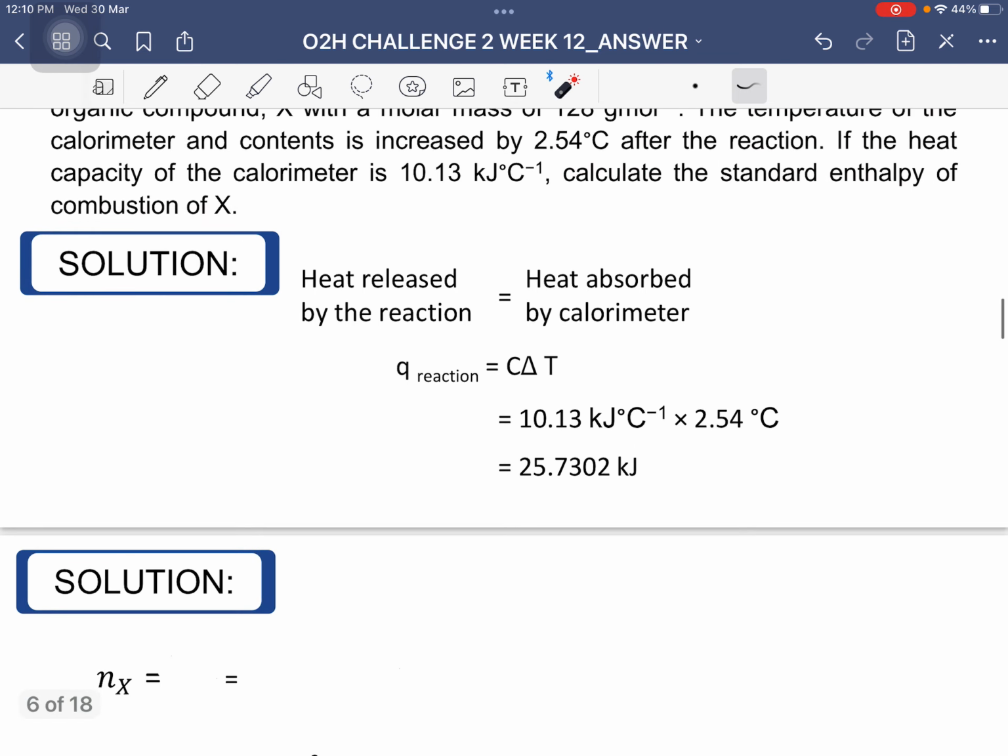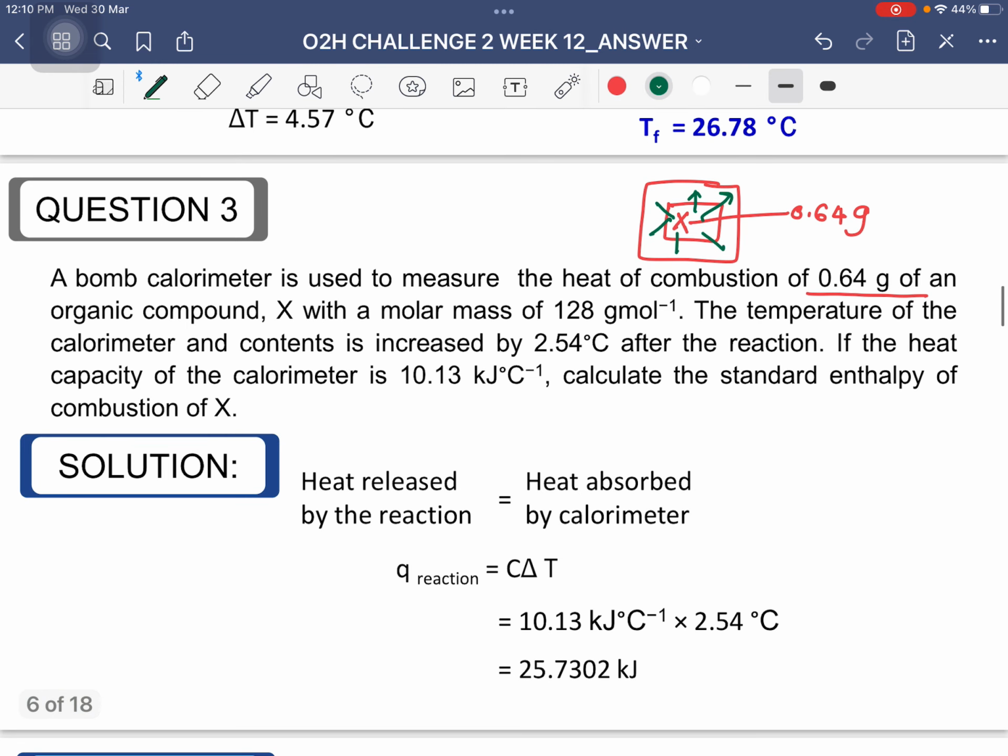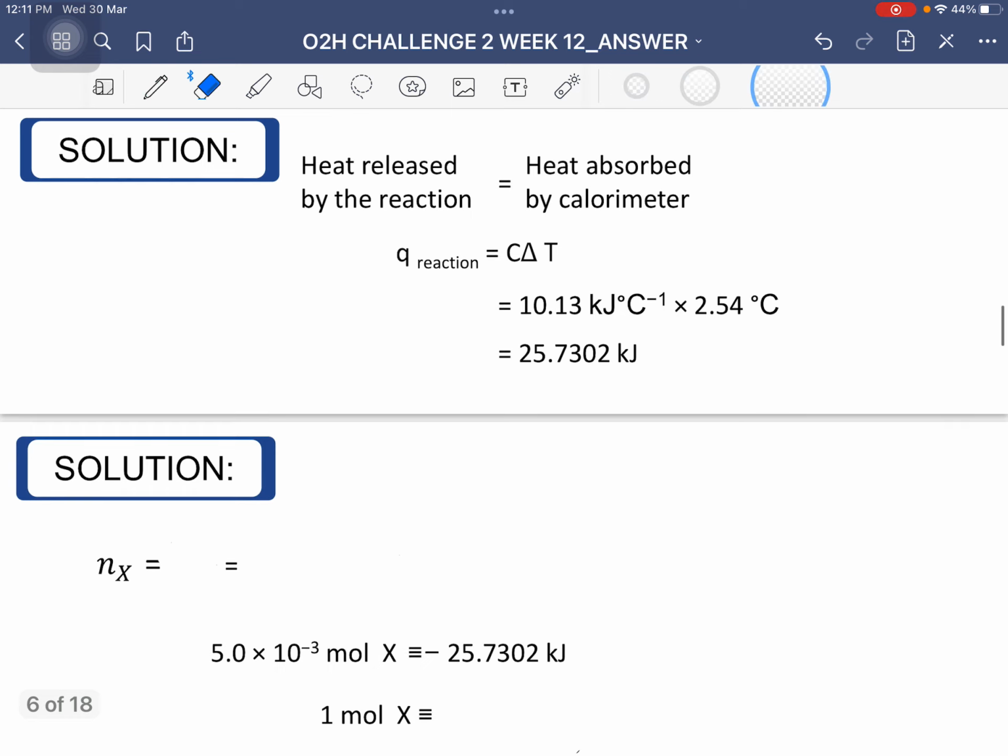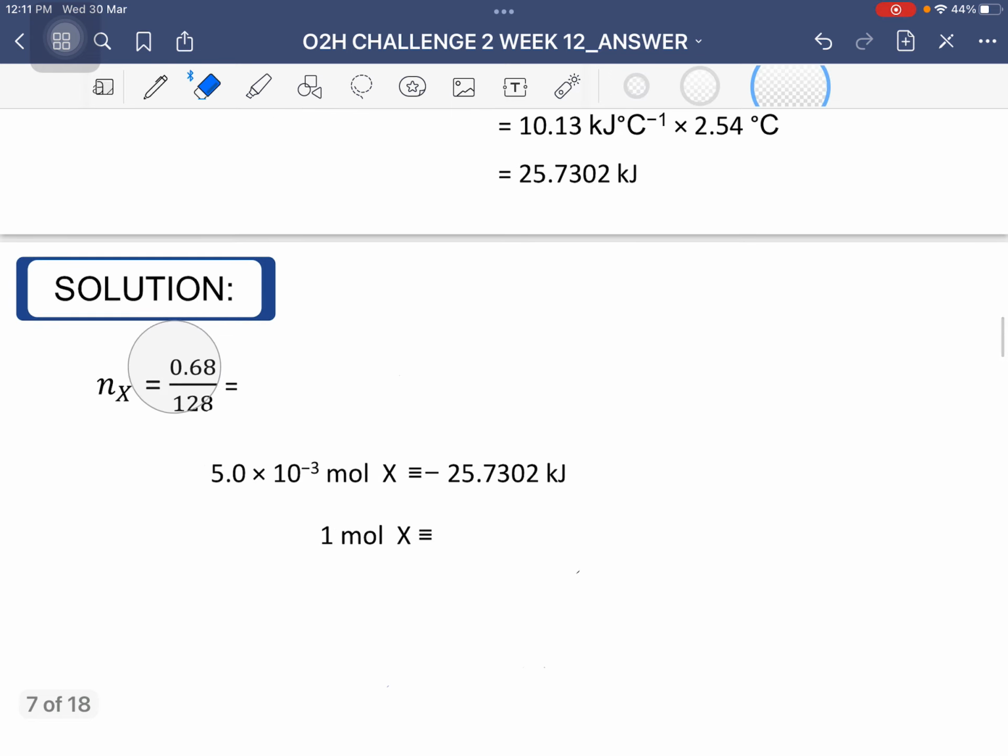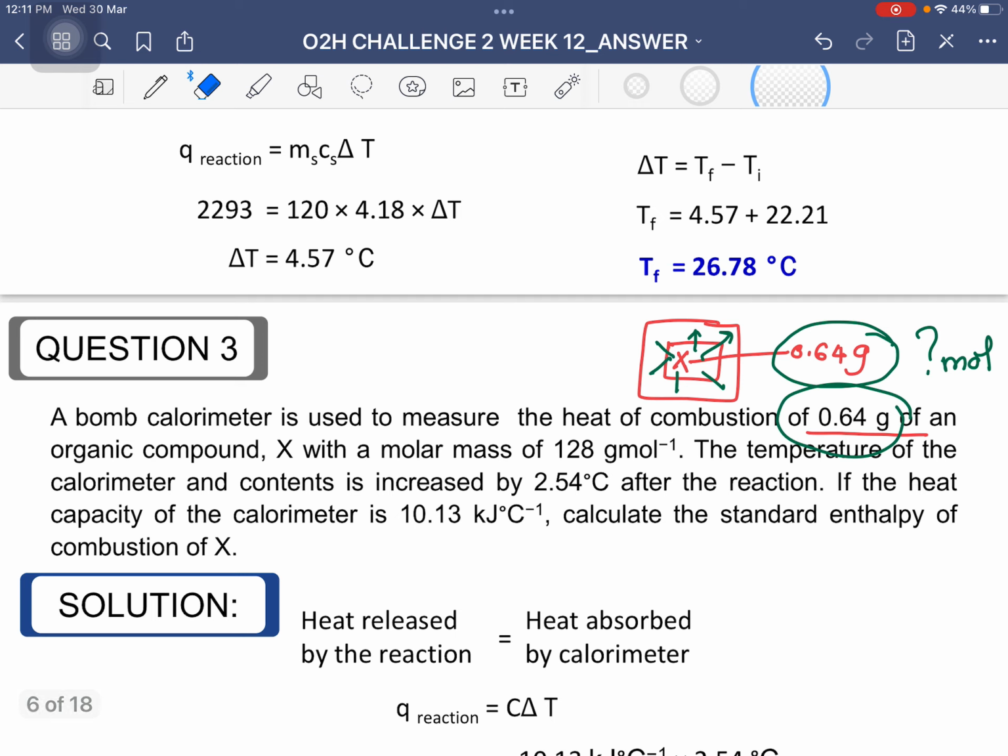Tapi sekarang soalan tanya calculate the standard enthalpy of combustion of X. According to the definition, okay, heat of pembakaran adalah apabila 1 mol compound terbakar. So kita tak tahu 0.64 gram ni is how many mole. Therefore we need to find the number of mole of compound X. So 0.64 divide by the molar mass of X.